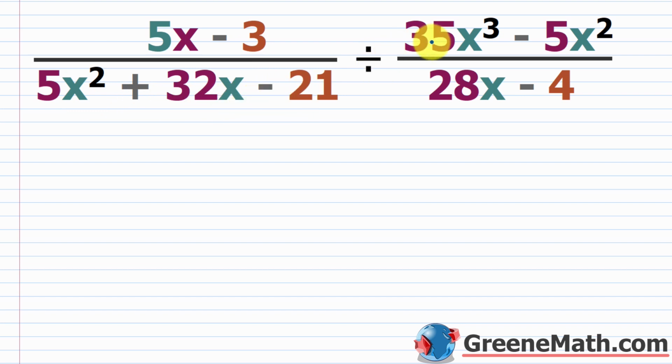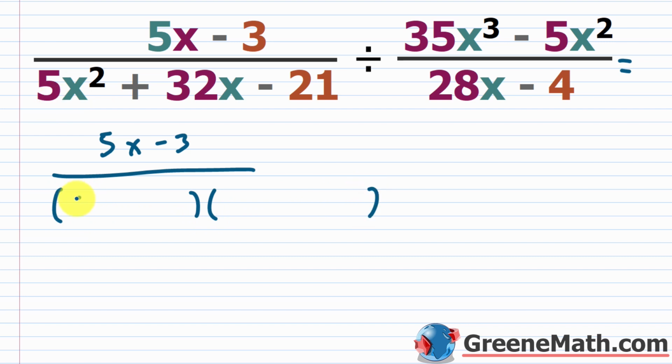Then we're dividing by 35x cubed minus 5x squared over the 28x minus 4. All right, so division. Let me just take this first guy, the 5x minus 3 over... I'll factor this. Let me go ahead and set this up. This guy right here is a prime number, so I'm just going to do reverse FOIL. Again, if you like the AC method, you can use that. It's no big deal. It's the same answer.